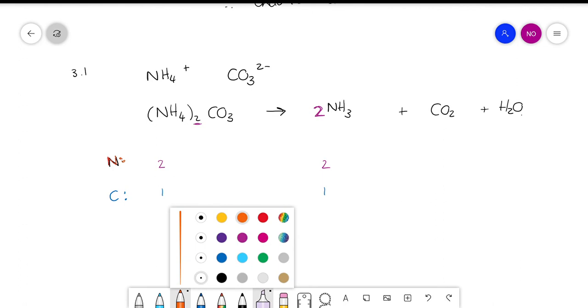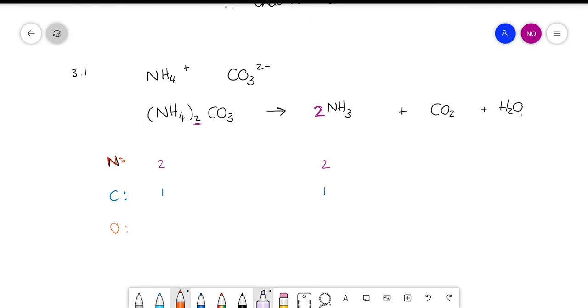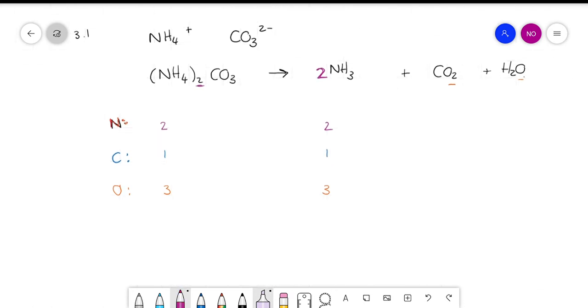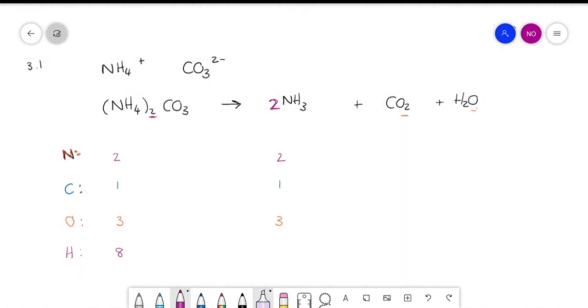As ek gaan kyk na die suurstowwe, ja, suurstowwe is die maklikste om nou te balanseer. Then I have 3 here, and on this side I have these 2 and 1 more, so I have 3 of them as well. And then the last thing that we have to balance will be the hydrogens. And of that I have 8 on this side. And I also have 8 on this side. Want jy het hierso 2 maal met 3 wat 6 is en daar het jy nog 2. So then it's balanced.